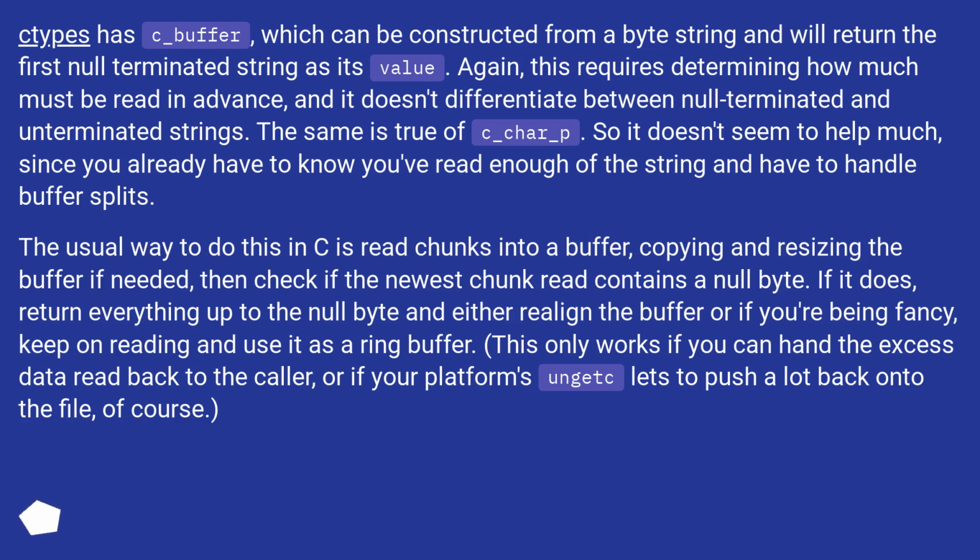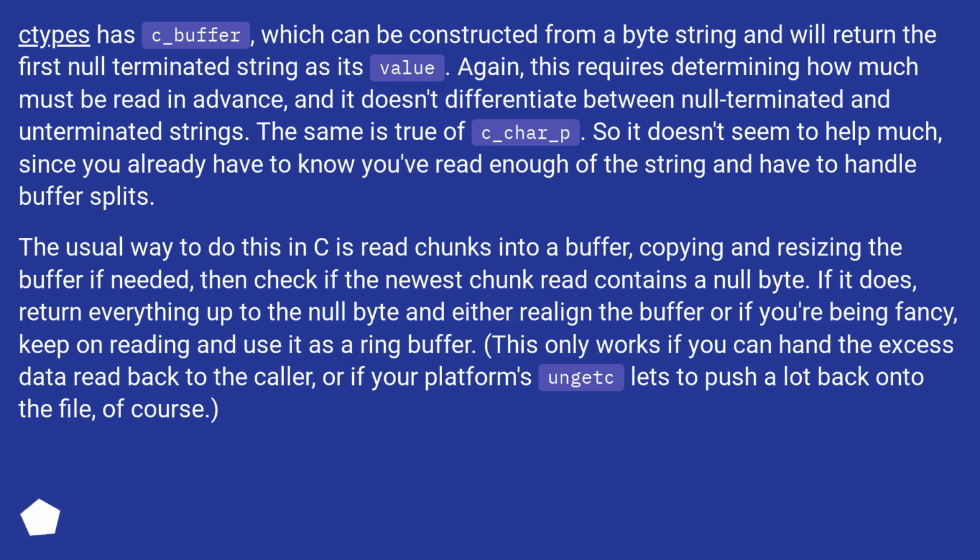ctypes has c_buffer, which can be constructed from a byte string and will return the first null-terminated string as its value. Again, this requires determining how much must be read in advance, and it doesn't differentiate between null-terminated and unterminated strings. The same is true of c_char_p. So it doesn't seem to help much, since you already have to know you've read enough of the string and have to handle buffer splits.